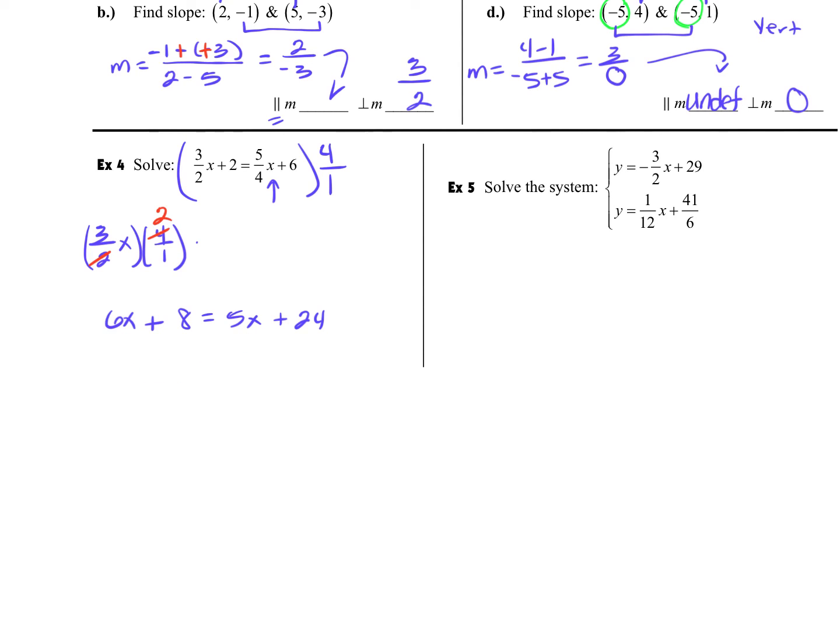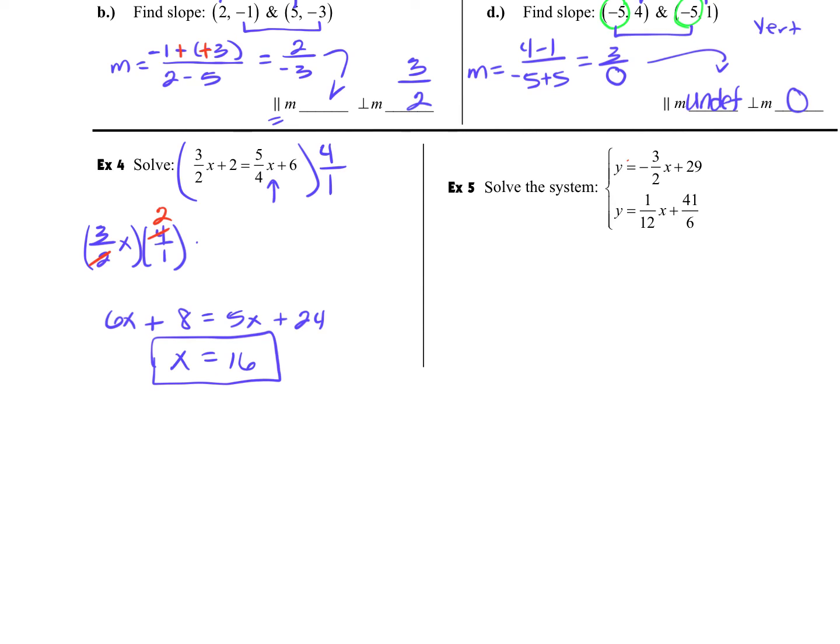Subtract my 5, that's going to give me a nice x. I subtract my 8 from each side, that's going to give me a 16. This one turned out pretty nice for us. Now, where this really comes into play is solving a system of equations. We are going to use this extensively in Chapter 3 and Chapter 5.